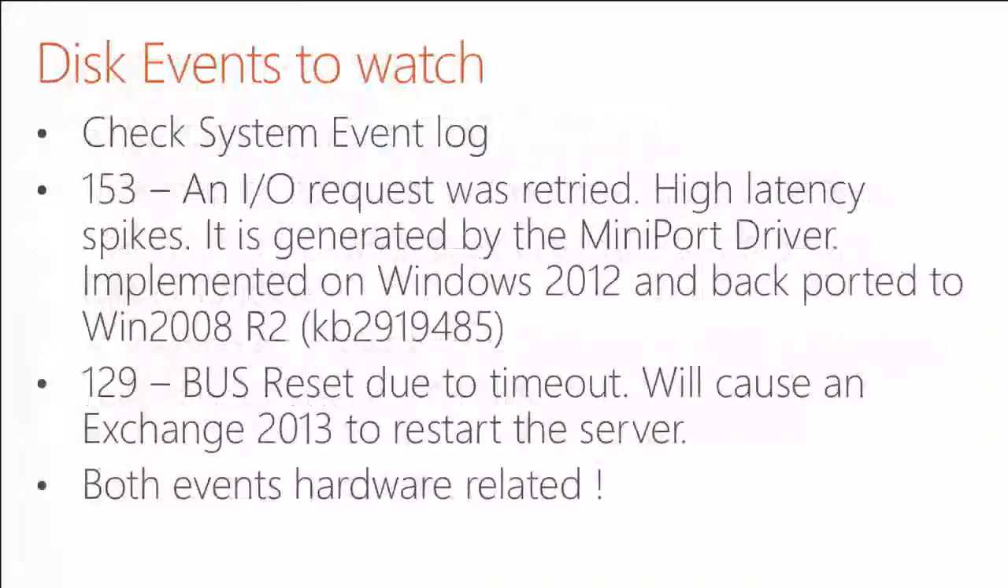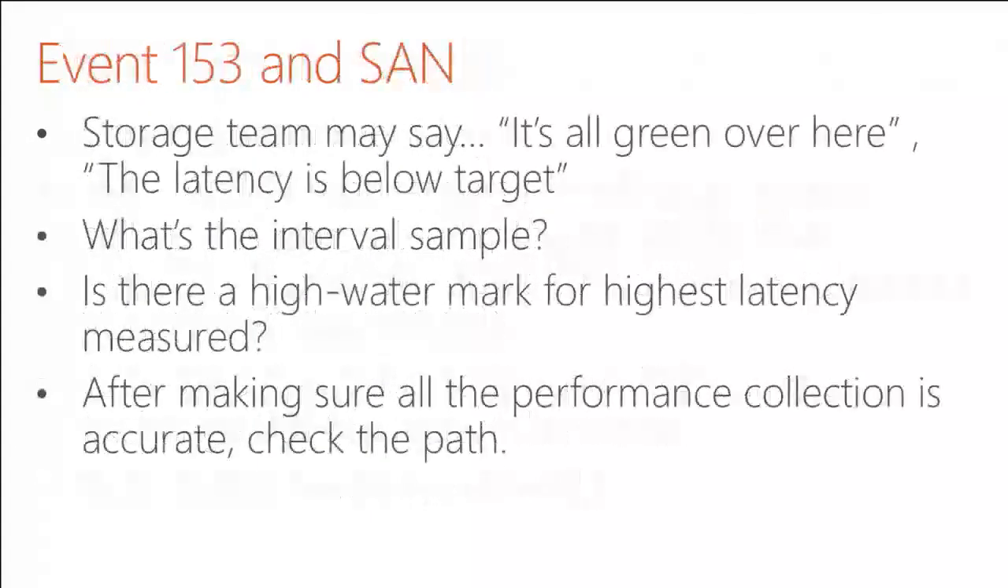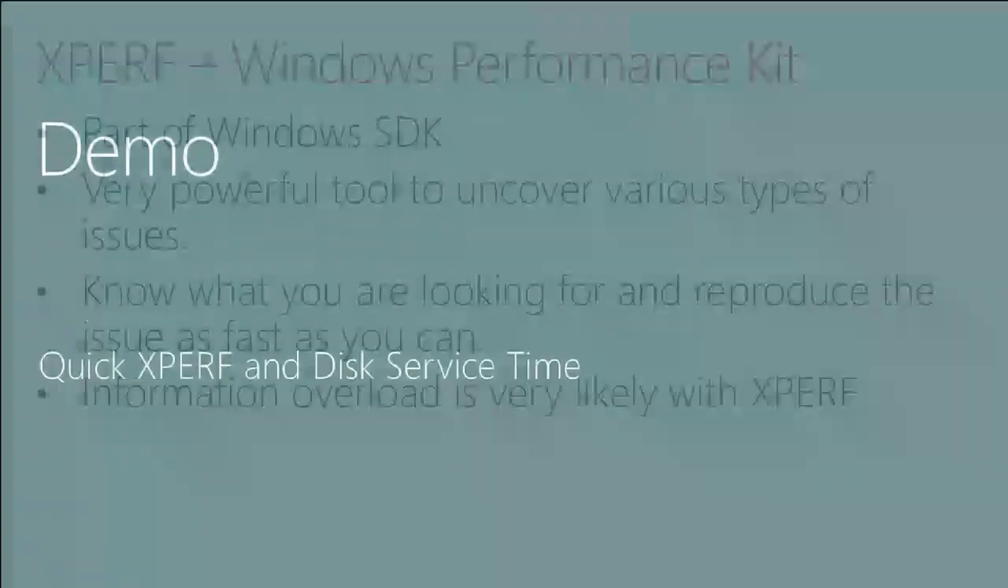Now we talk about storport logging. Disk events to watch is a very important one. 153 is the same as an I/O took too long on Exchange. So if you see 153 disk, it's an I/O delay. Talk to your hardware vendor. It is hardware. 129, hardware, right?